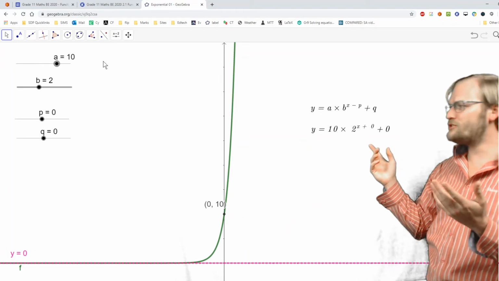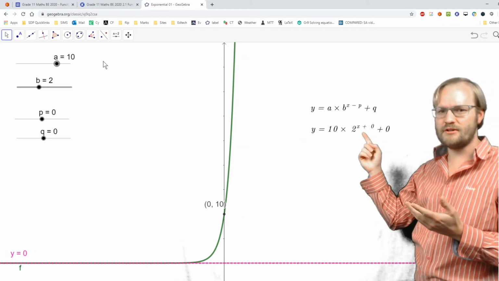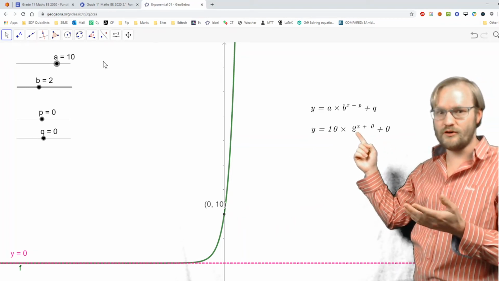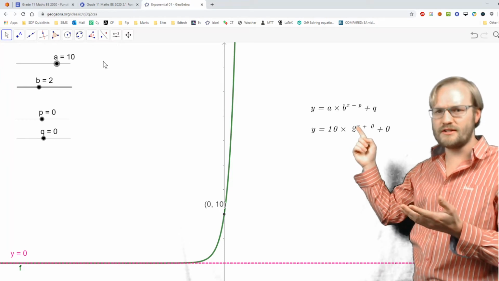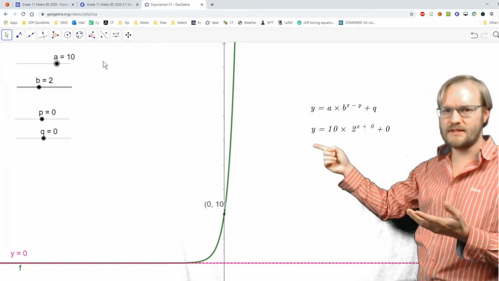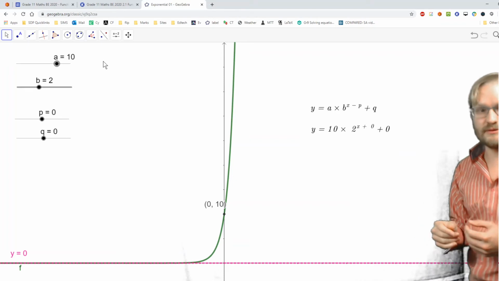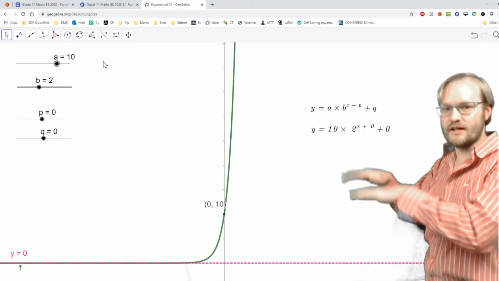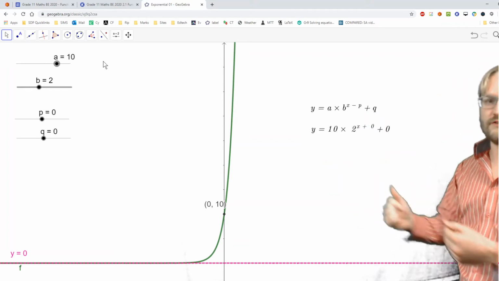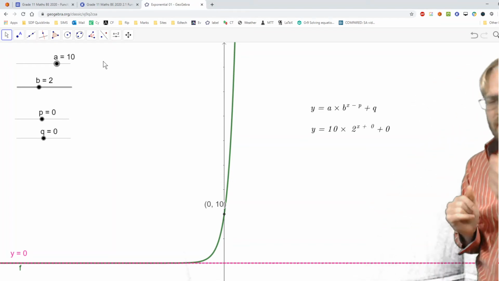Let's see how we work that out. We'd substitute in x equals 0 for our y-intercept. So 2 to the 0 is 1, and 1 times 10 gives us our y-intercept. Nothing else changes. We haven't moved it up and down, and we haven't moved it left and right. So that's what our a value does.